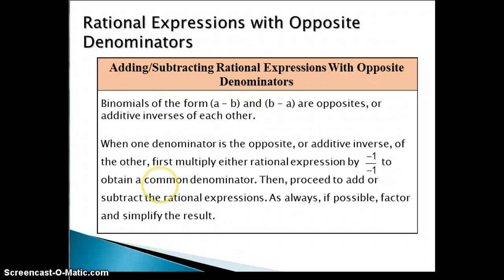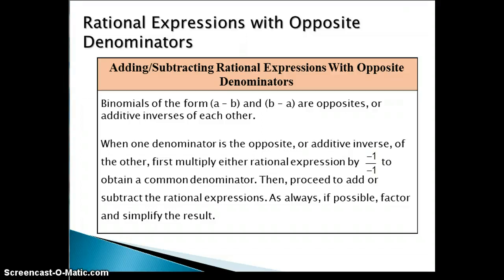So when one denominator is the opposite, or additive inverse, of the other, we want to make them common denominators, so we want to make them equal to each other. The way we do that is to first multiply either one of those rational expressions by -1 over -1. Remember, we can always multiply top and bottom of a fraction by the same number, and it doesn't change the value of that fraction. When we do that, it will make the denominators equal to each other. Then we proceed to add or subtract the rational expressions depending on the operation between them. And as always, if possible, factor and simplify your result.